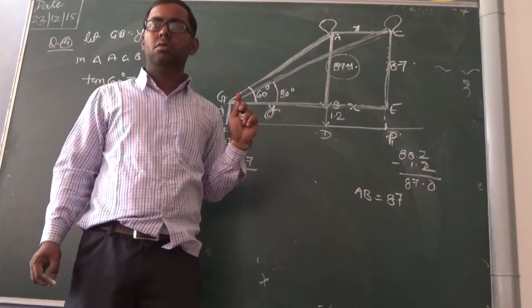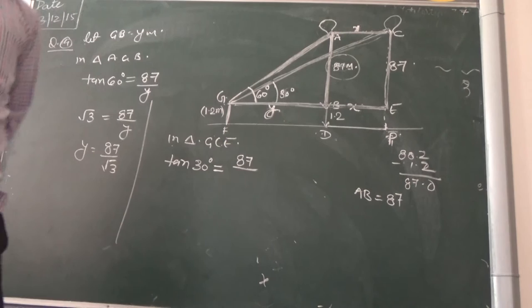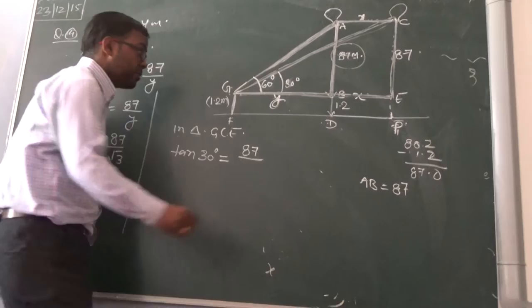Do not know? 1 + 5. You speak. I don't speak. You speak. क्या है? X plus yes, correct. X plus Y. X plus Y.